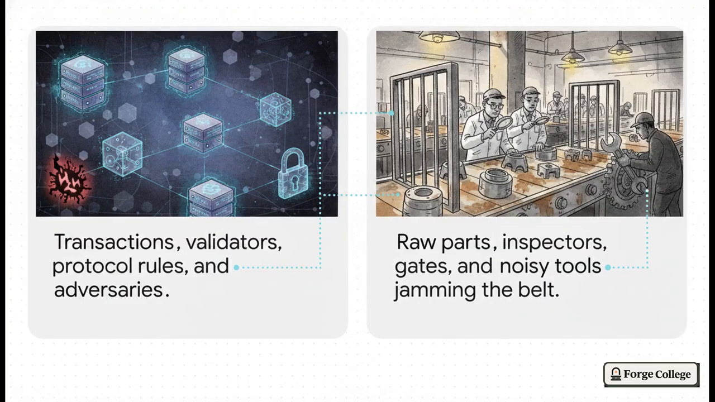And the cool thing is, we can map this factory floor perfectly to a blockchain network. The raw parts, those are our transactions. The inspectors holding the clipboards are our validators. The protocol rules act as our security gates. And those adversarial actors we always worry about, they are literally just noisy rogue tools trying to slip defective parts past our gates or just jam up the belt entirely. When you start thinking about it this way, evaluating a blockchain is really just evaluating how smoothly a factory runs.